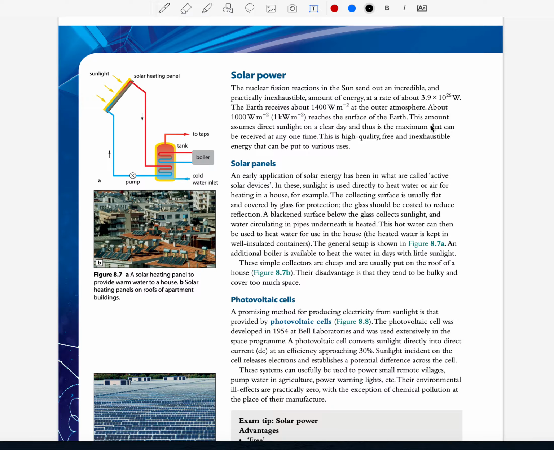Okay, last part of this section, 8.1 is alternative sources or renewable sources of energy. So this includes solar power, hydroelectric and wind.